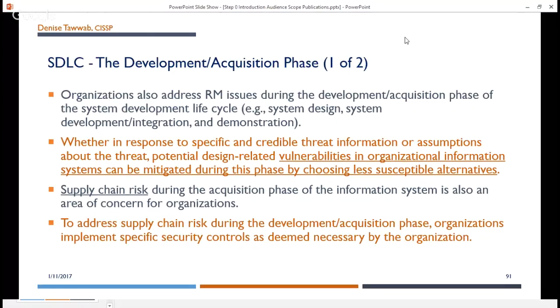Supply chain risk during the acquisition phase of the information system is also an area of concern for businesses. To address supply chain risk during the development/acquisition phase, your organization will implement specific security controls as deemed necessary by your organization.